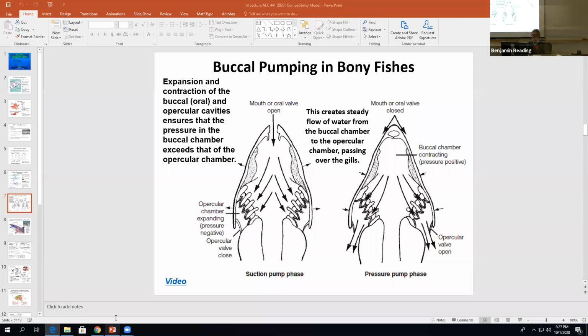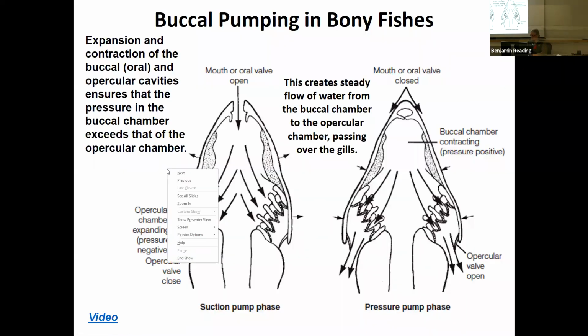So that shows, again, you can see at the end there the countercurrent exchange. The blood flow is in the opposite direction of the water flow. So, countercurrent exchange. But again, the buccal cavity and the opercular cavity both exchange turns being the source of the negative pressure. And that sort of allows the water to pass through this system. Okay, so that's buccal pumping.